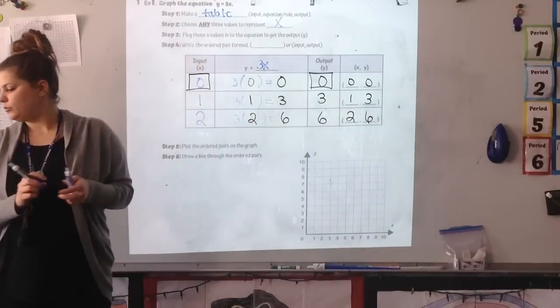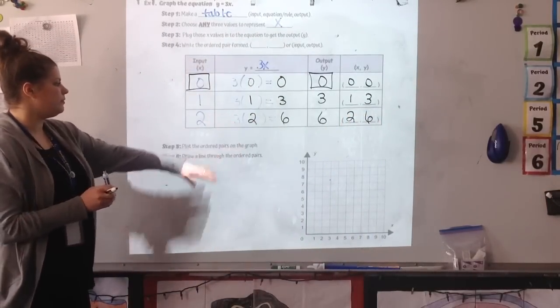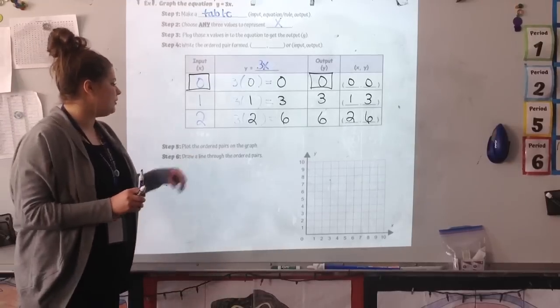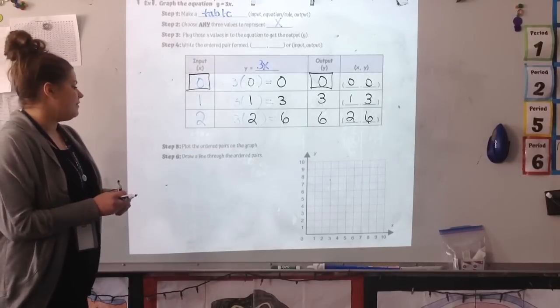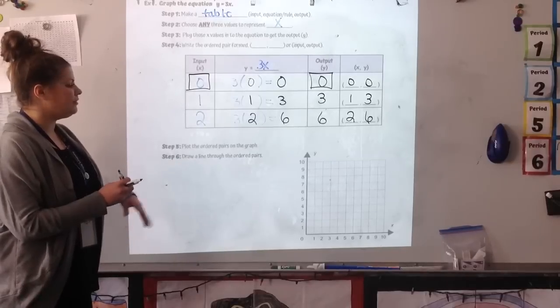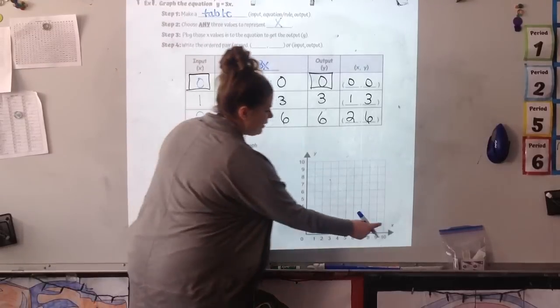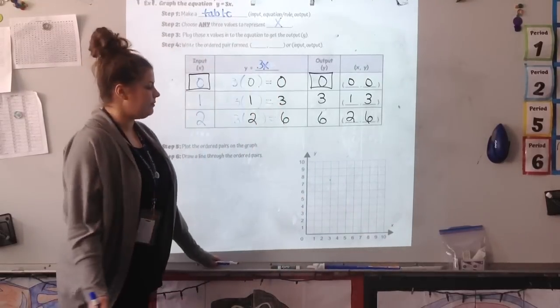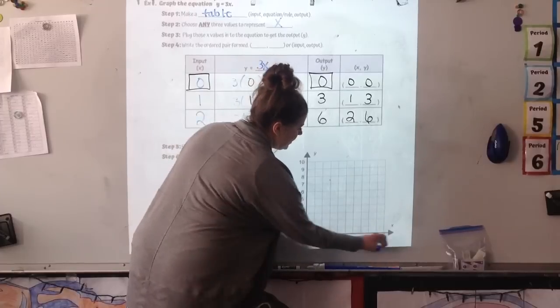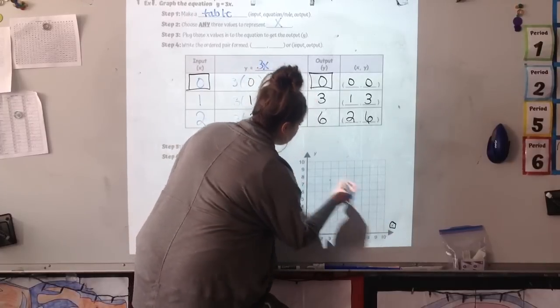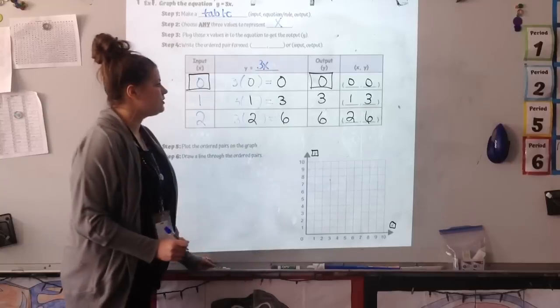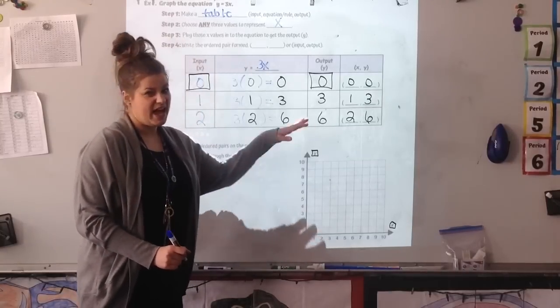All right, now, once you have your table filled out, you can move on to step 5. For step 5, you're going to plot the ordered pairs on the graph, and then you're going to draw a line through the ordered pairs to connect them. So remember, this graph is labeled for you. Eventually, we're going to ask you to label them yourself, each axis, but this is my x, and this is my y. So I always go over first and then up.